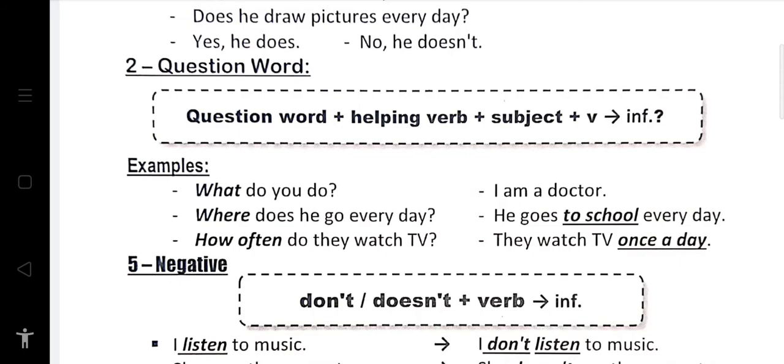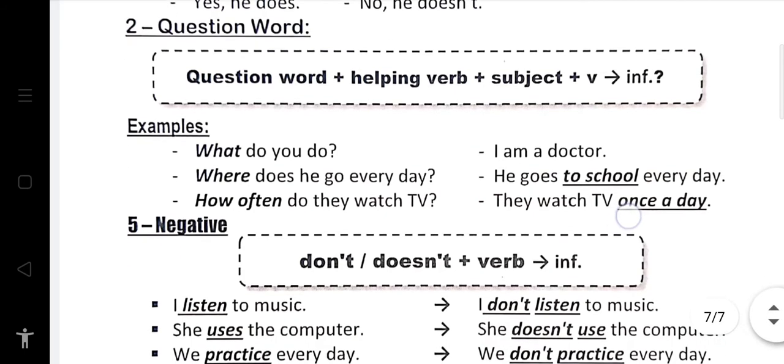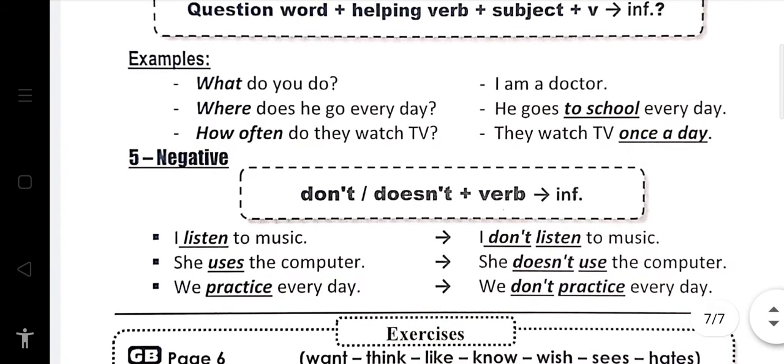What about the negative? If we want to talk about the negative, we have to say with I, we, they, you, or the plural noun, we have to add don't plus infinitive. And with he, she, it, we have to add doesn't plus infinitive.